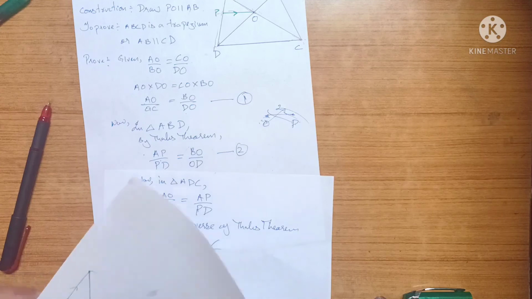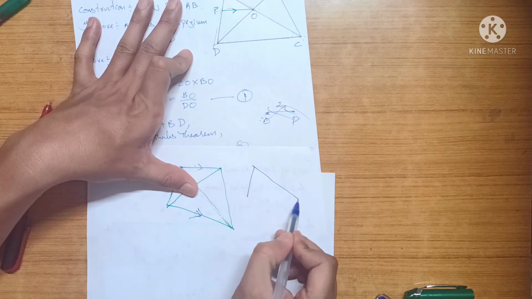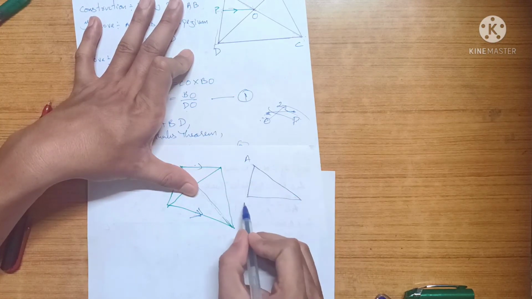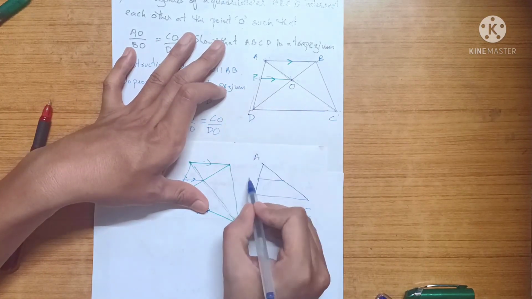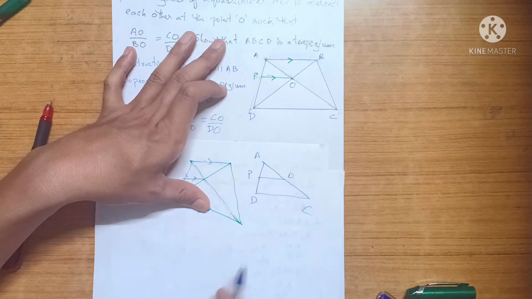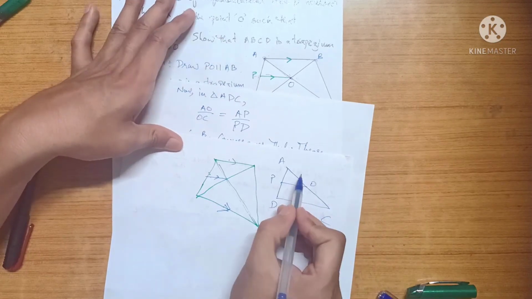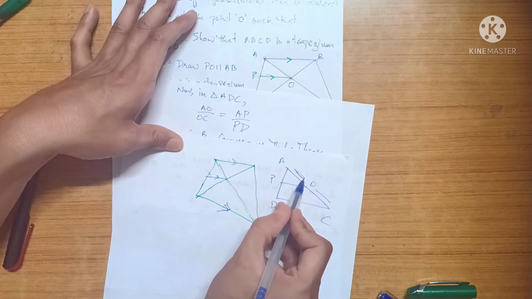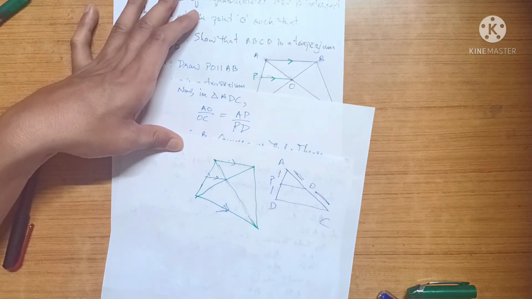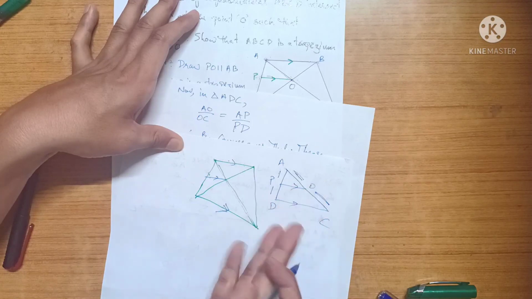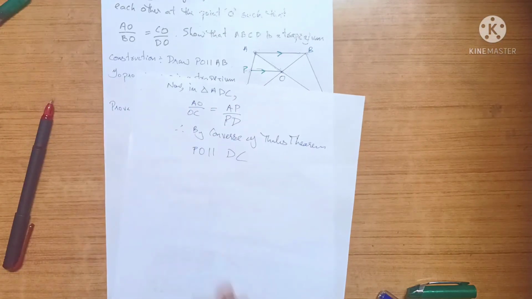If you did not get why I did that, let me draw the diagram here. A, D, C. We're taking ADC, and then we have here P, O. Here we just showed that AO by OC, this upper portion by this portion, equal to AP, this portion by PD, this portion, right? The converse of Thales' theorem says that if the ratios are the same, these two are parallel. That's why PO is parallel to DC.